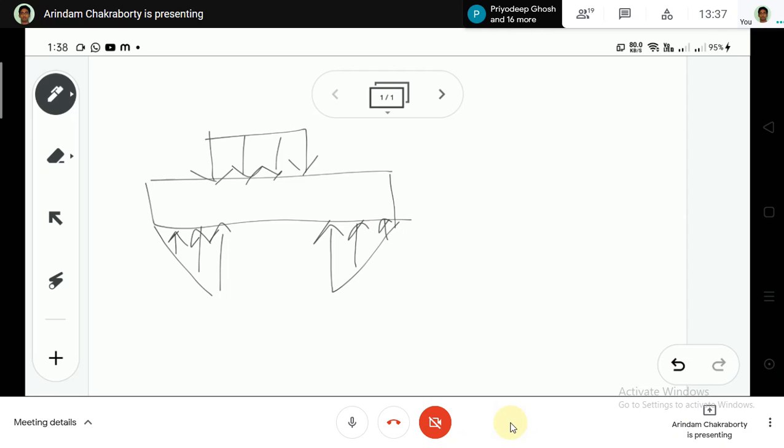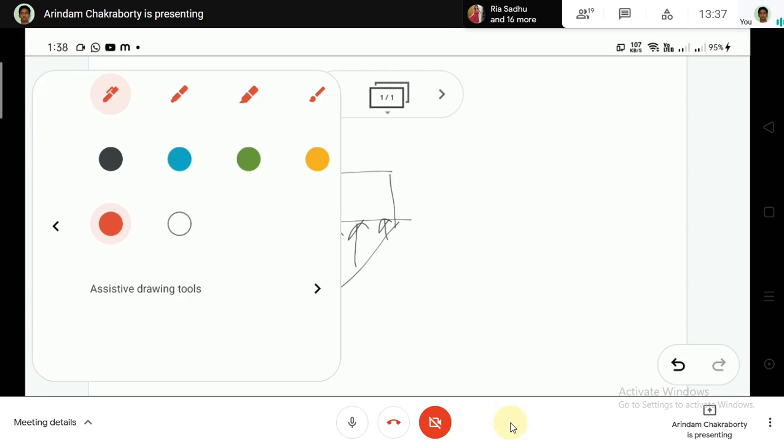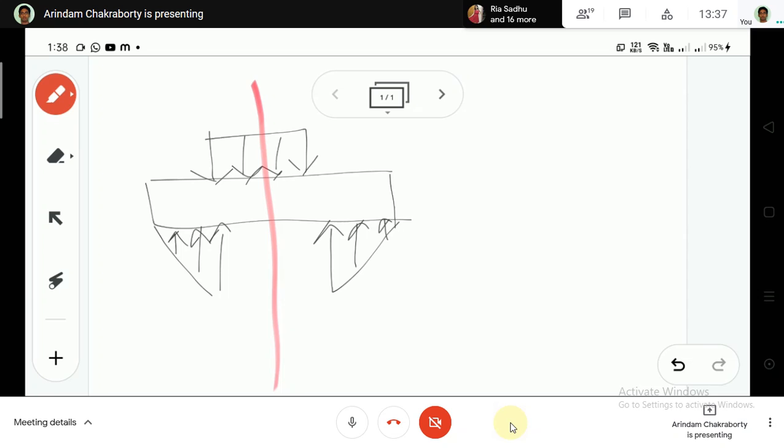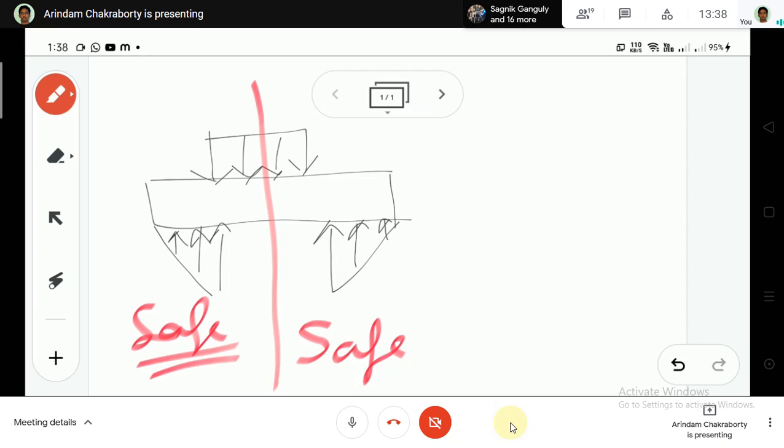Now to get maximum safety, what we did is that we divided this in two halves. Now what we have assumed is that if one side is safe, the other side will also be safe. Did you get my word? If one side is safe, that means the other side will also be safe. That means we don't need to calculate the other side. So we just have to do some calculations.